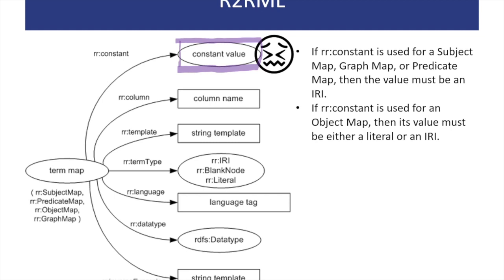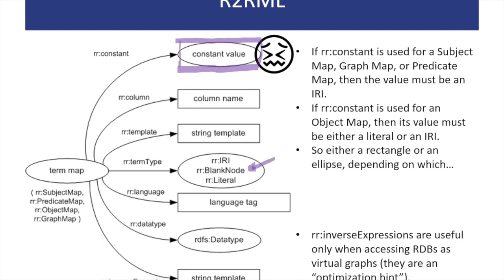Now, notwithstanding what you use, you can also assign term types to a term map. You can state that it generates named resources with RR IRI, or you can state that it generates blank nodes with RR blank node, and you can state that it generates literals with RR literal. And you can furthermore provide language tags and data types if you're generating literals. Finally, there is RR inverse expression. They are useful only when accessing relational databases as virtual graphs. They provide some sort of optimization hint, and I will provide an example of that later on.